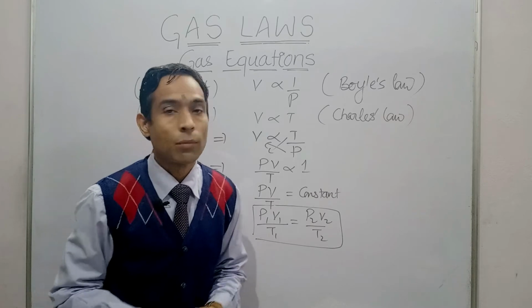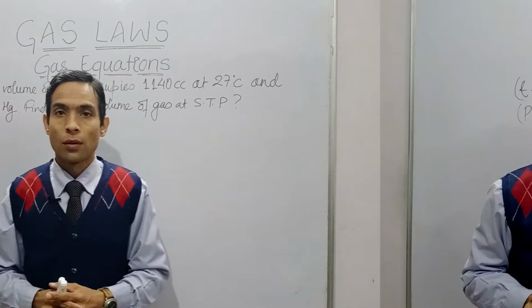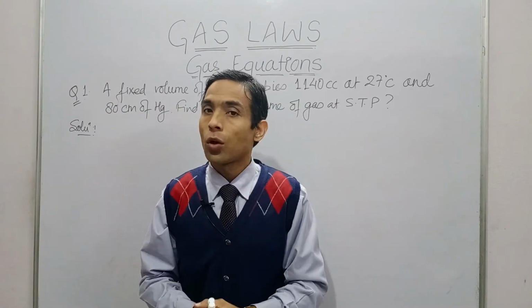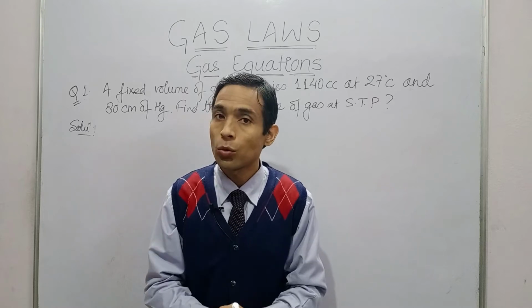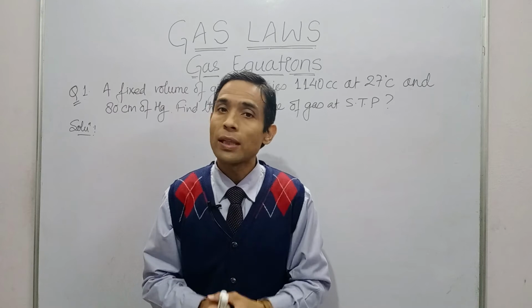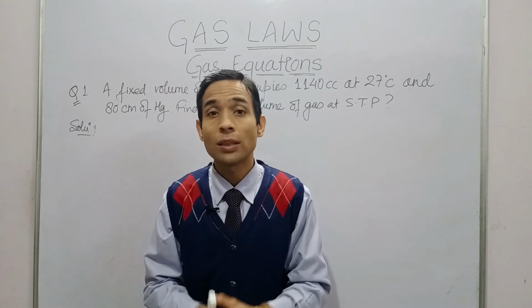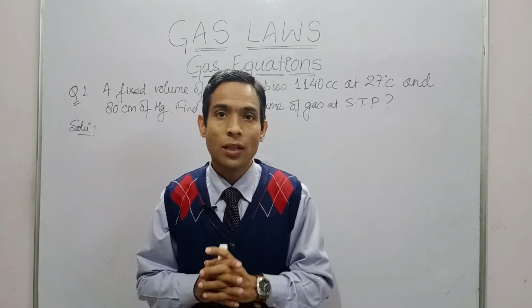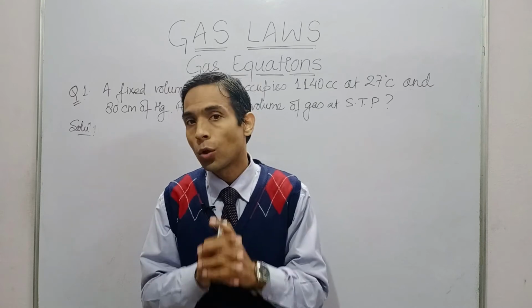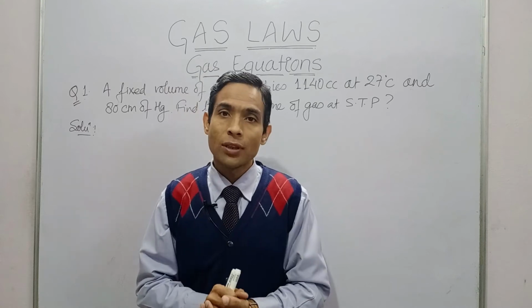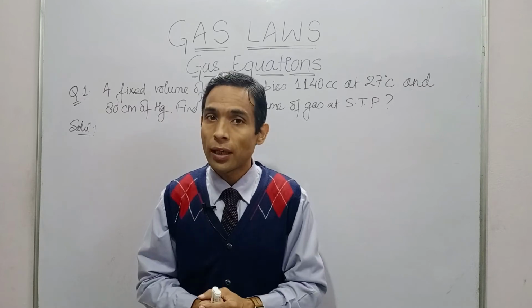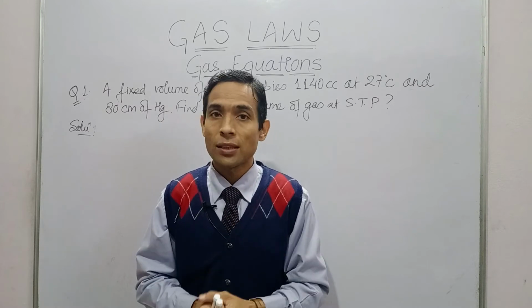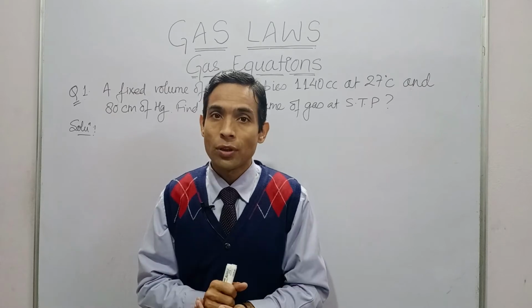Now let's attempt some numericals. In the numericals of Boyle's law or Charles' law, temperature or pressure is constant, but in the numericals of the gas equation, nothing is constant. Also in some of the numericals of the gas equation, STP is given, standard temperature pressure, or NTP, normal temperature pressure. When it is given in the numericals, it means that the default value of temperature is 273 Kelvin and pressure is 76 centimeter of Hg.